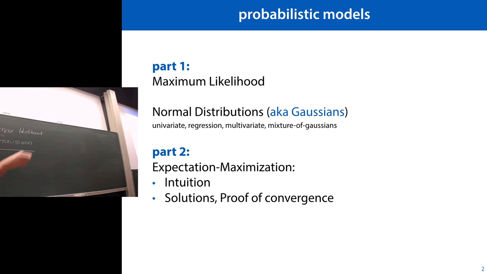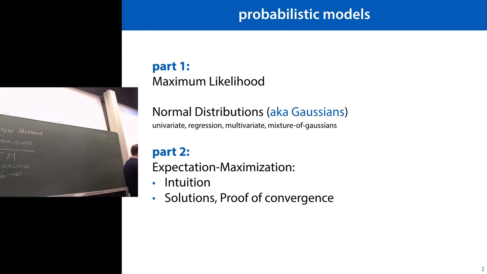And then we'll end up on a model called the mixture of Gaussians, which is a little bit difficult to fit. It's very powerful, but difficult to fit using maximum likelihood. And then in the second half, therefore, we are going to look at the expectation maximization algorithm, which is a way of fitting Gaussian mixture models. We'll start with an intuitive approach, hopefully. And then we'll look at it a little bit more formally. So that's the plan.